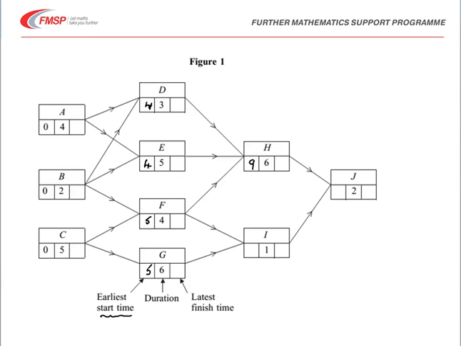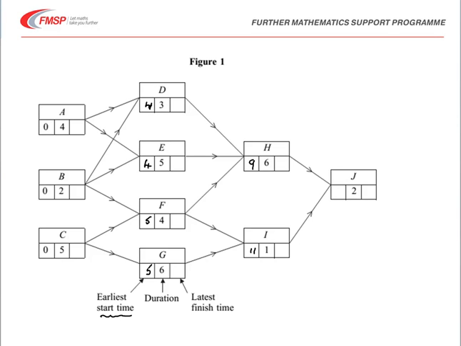I we can reach from F or G. And again, looking at the totals, the earliest start time plus the duration gives us 9 from F and 11 from G, so that gives the largest value of 11.